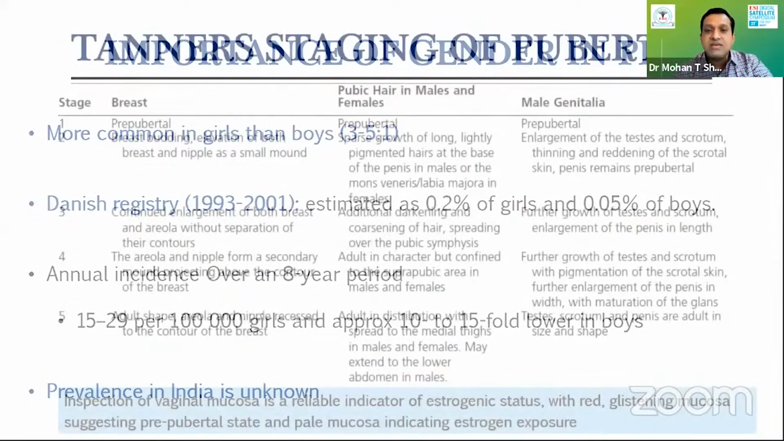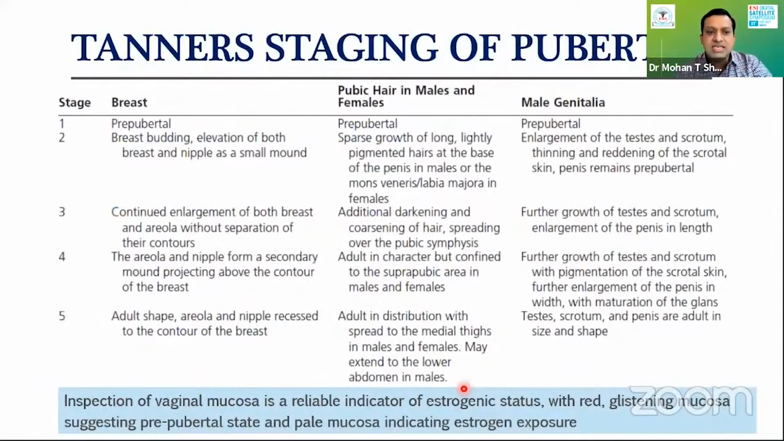But for the general practicing pediatricians or the gynecologists, we should also remember that this is a staging of puberty, and it describes the male and female genitalia. For the female, you can just see the stages. So this girl comes in stage 3, which is continued enlargement of both the breast and areola without separation of their contours.